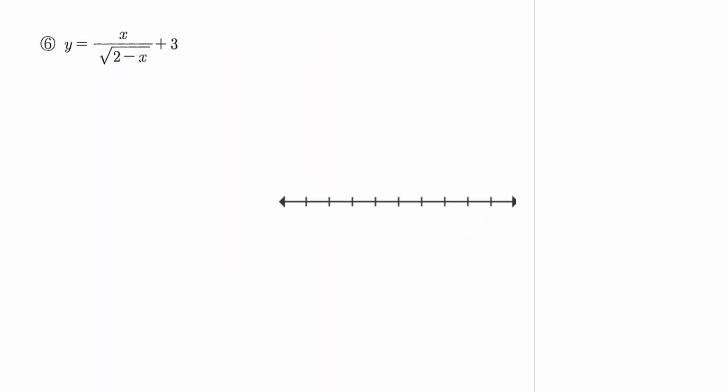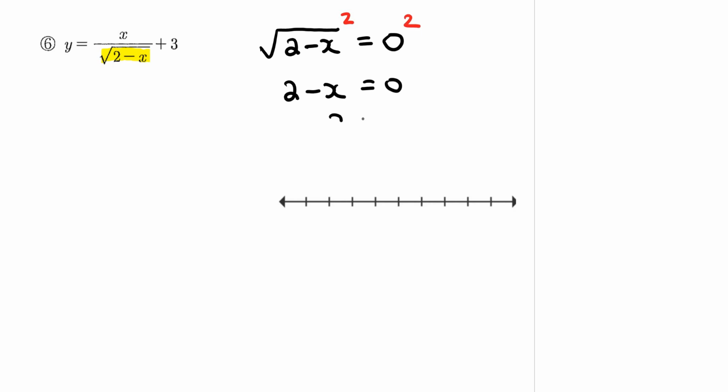This time I have a radical in the denominator here. So we still take that radical in the denominator, the square root of 2 minus x, and we want to find the vertical asymptote by making it equal to 0. Then we can square both sides, and I get 2 minus x equals 0, and then x would equal 2. So I have a vertical asymptote when x equals 2.